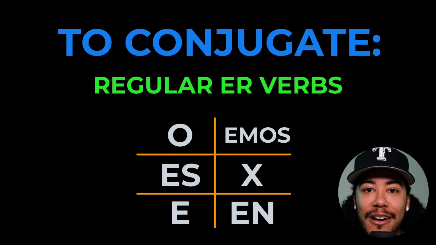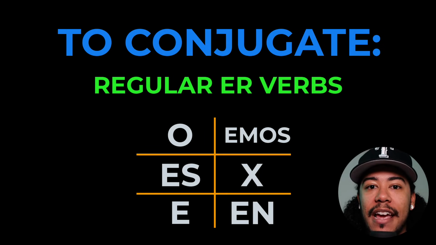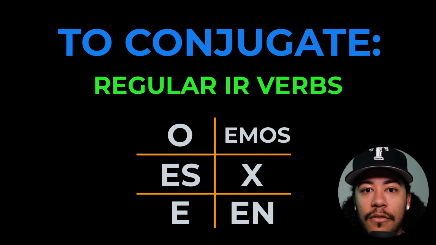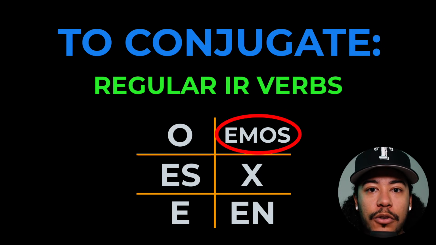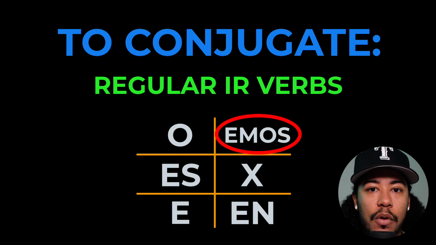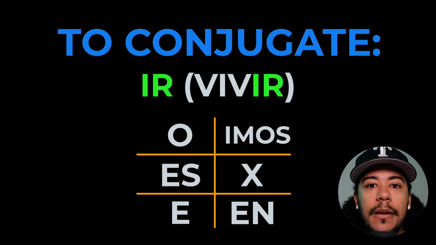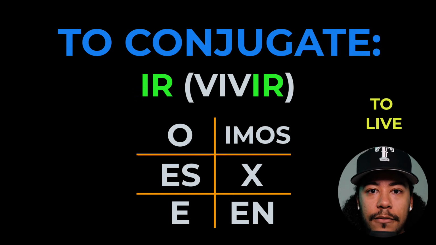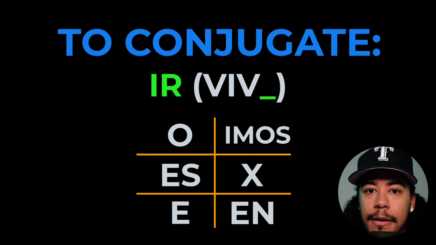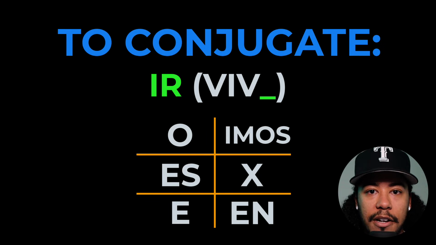Now our final conjugation is insanely easy. So to conjugate IR verbs, they're the exact same as ER verbs except for nosotros, nosotras. For this one, instead of -emos, it's going to be -imos. So let's conjugate vivir, which means to live. We'll remove the IR ending so that we've got viv, and then we'll add one of the following endings depending on who we're talking about.